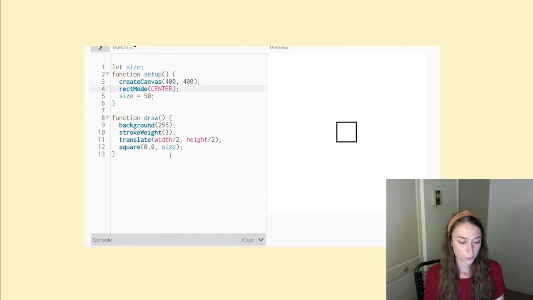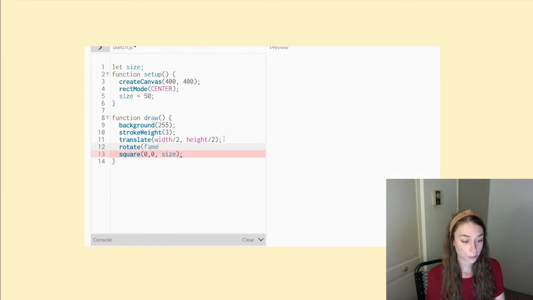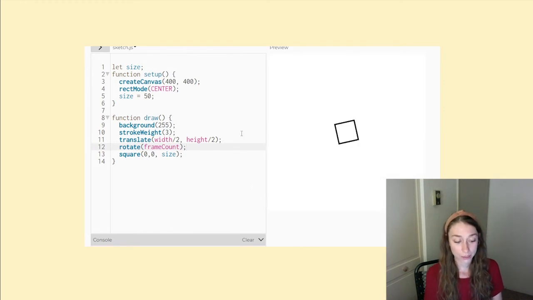Okay, so we've got our square, we've got our translate. The last thing we're going to learn how to do is actually rotate things inside of P5. And wow, rotate. We're going to rotate this by the frame count. So what's happening here is that P5JS is running at 60 frames per second, and it's rotating our square by that amount utilizing radians. So P5JS is always working in radian mode until you change it.